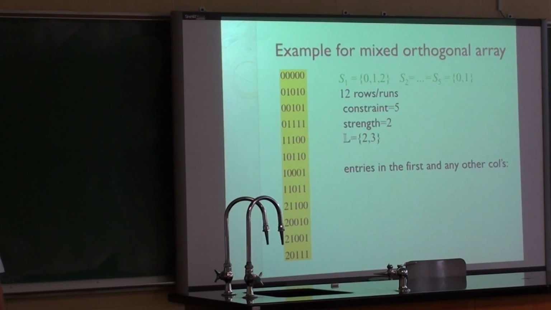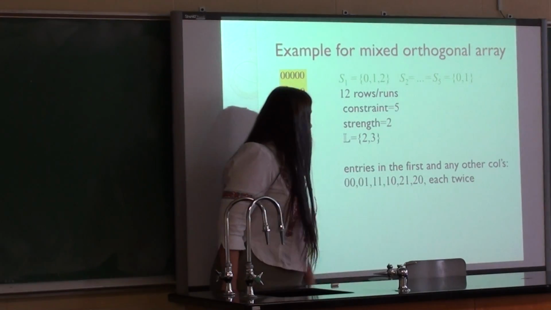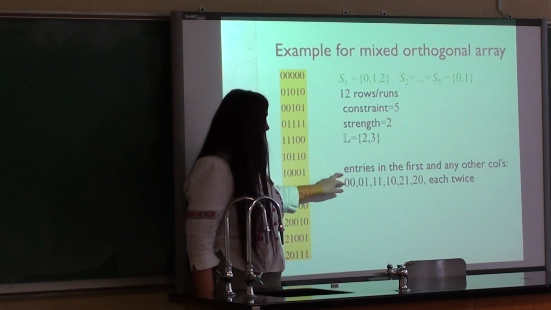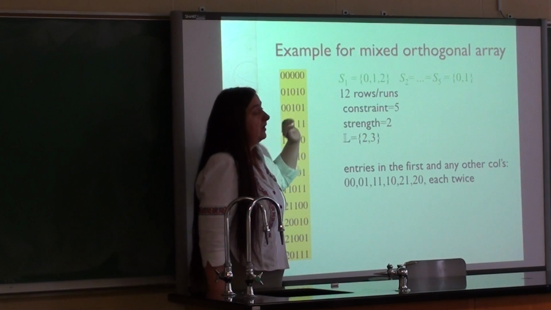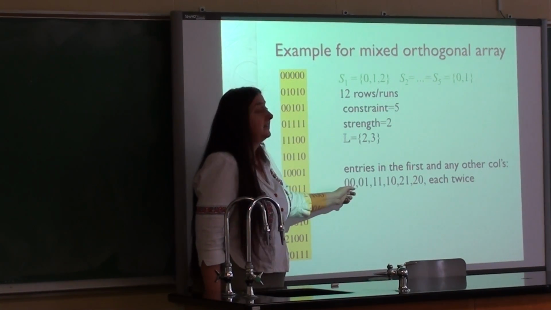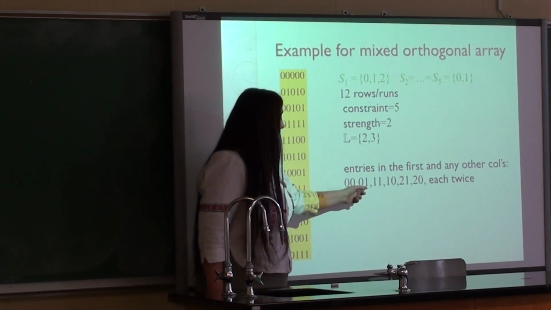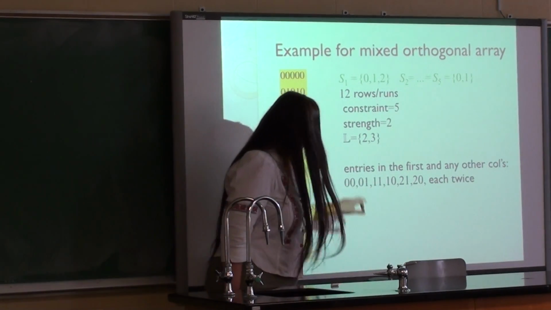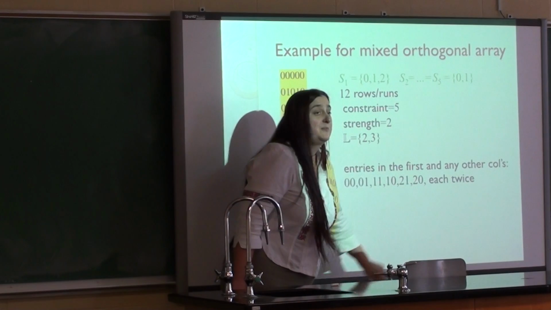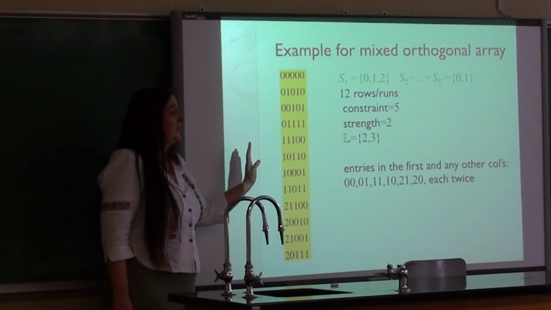Let's just see. Entries in the first and in any other column can be, well, the first column can have 0, 1, 2, and any other column has a 0 and 1, so these are the possible entries. If you take any two columns here that include the first, and count how many times these symbols appear there, 0, 0 will always appear twice, 0, 1 will always appear twice, 1, 1 will always appear twice, and so on. 1, 2, 3, 4, 5, 6 times 2 is 12. The number of rows is right. If you want to, you can do the counting.